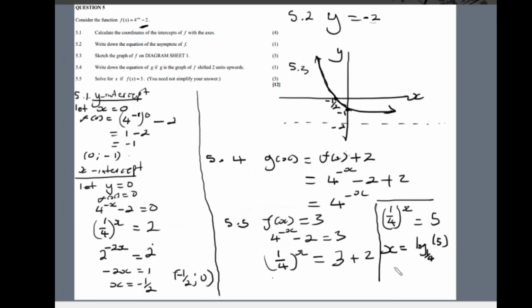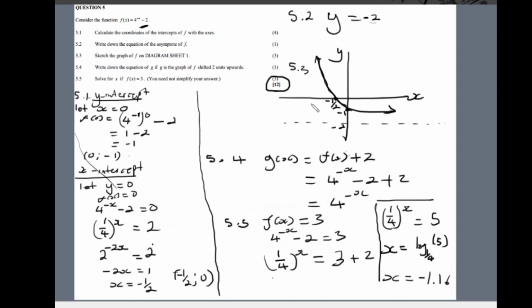And then in decimal form, let me just quickly punch this in my calculator. I'll say log base 1/4 of 5, and I get minus 1.16. So x is minus 1.16, and then you're done with question 5. That was an easy 12 marks.